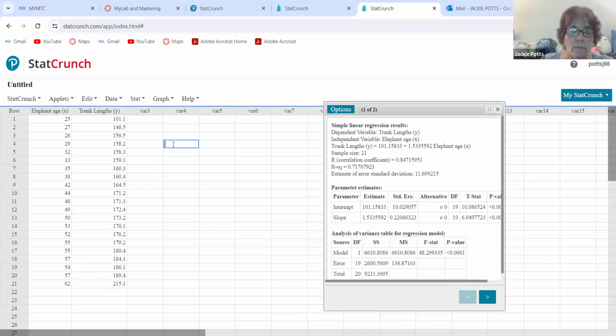So our R is 0.847. All right. And we have a sample size of 21. That's going to be important here in a minute.